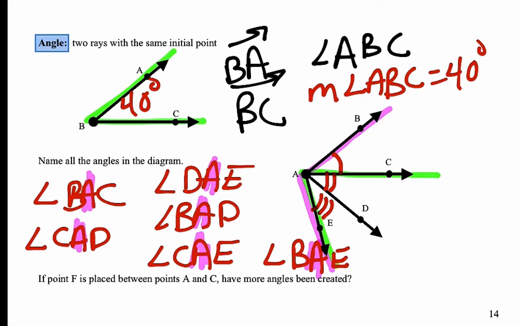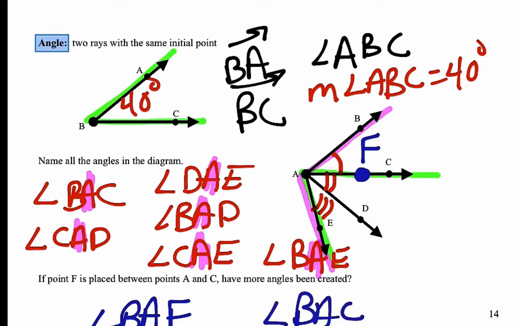So let's look at the next question here that says, if I were to put point F between points A and C, have more angles been created? So let's put in point F right here. And now I could say, well, there's angle BAF now in the picture. Is that really different from angle BAC? And the answer is no, it's not. If I traced out angle BAF and then I traced out angle BAC, it's the exact same angle with a different name. So you need to be clear on the labeling of angles and understand what's a different angle versus what's a different name for an angle.